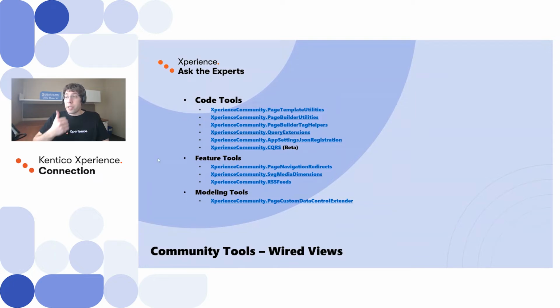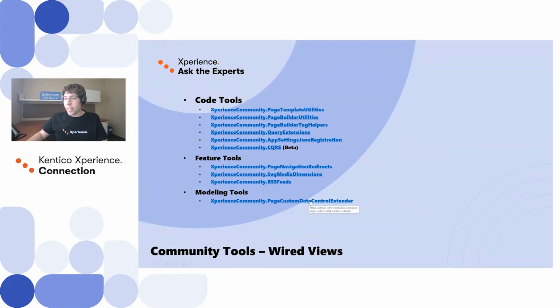Then he has some features, page navigation redirects, that restores the functionality of being able to say that this page should redirect to the first child, to the first of this page type, or redirect to this other URL. So that re-enables that functionality from Portal Engine days. SVG media dimensions allows you to get the height and width, so that when your page is rendering, it doesn't have the layout shift. So if you have SVG, it would inject the height and width onto it. RSS feed, pretty self-explanatory, puts RSS feed capabilities out there.